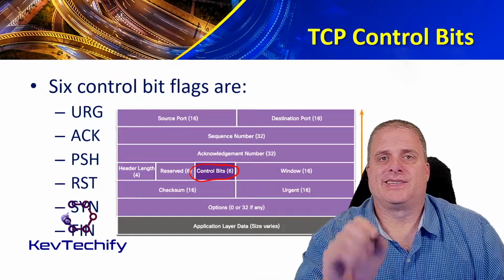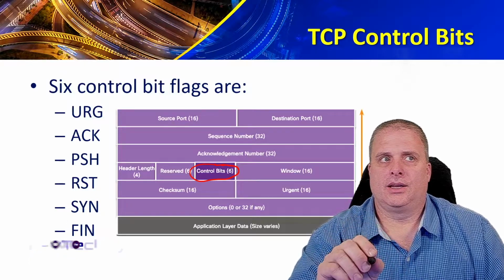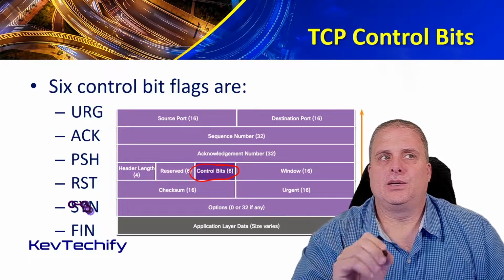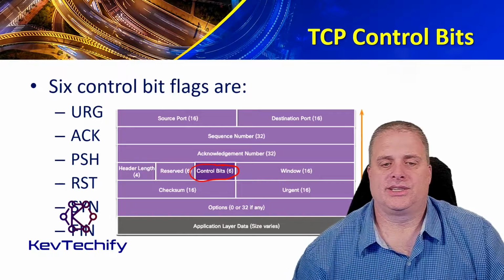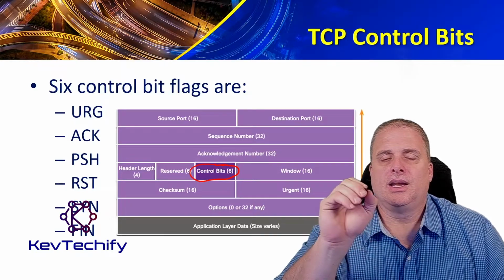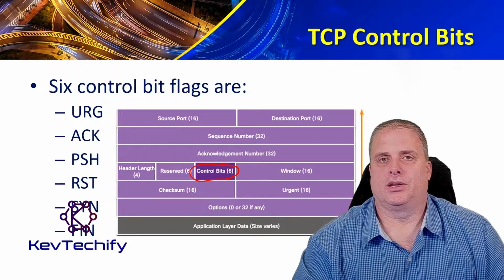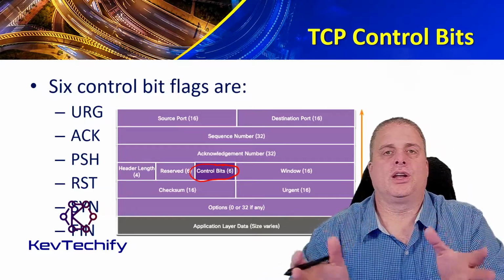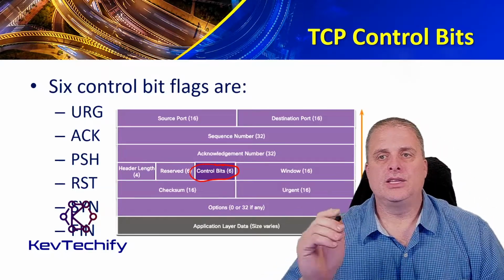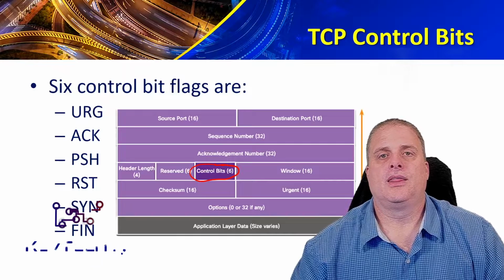The fifth one is the synchronize, or the sync, and that is the synchronized sequence number used in the connection establishment. And finally, it's the finished control bit. And basically, we are done with our connection, let's terminate it. These are the 6 control bits that we see.